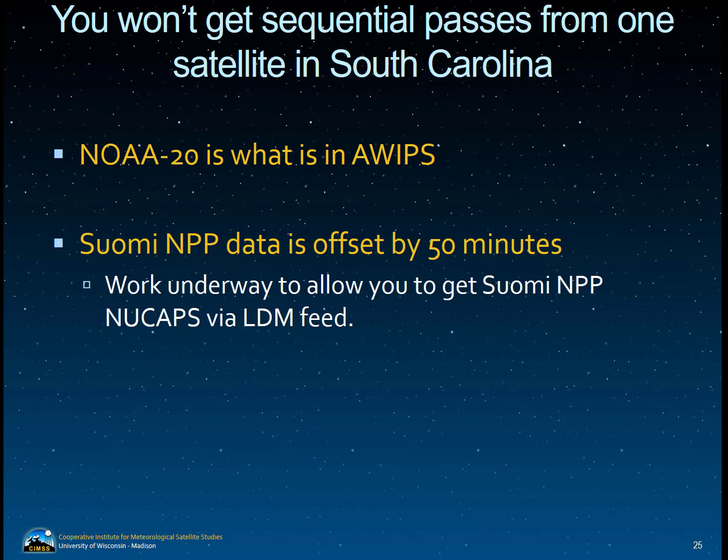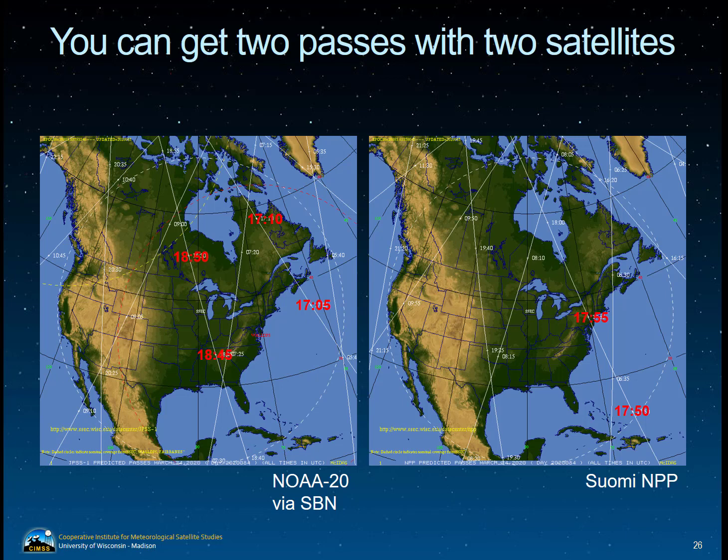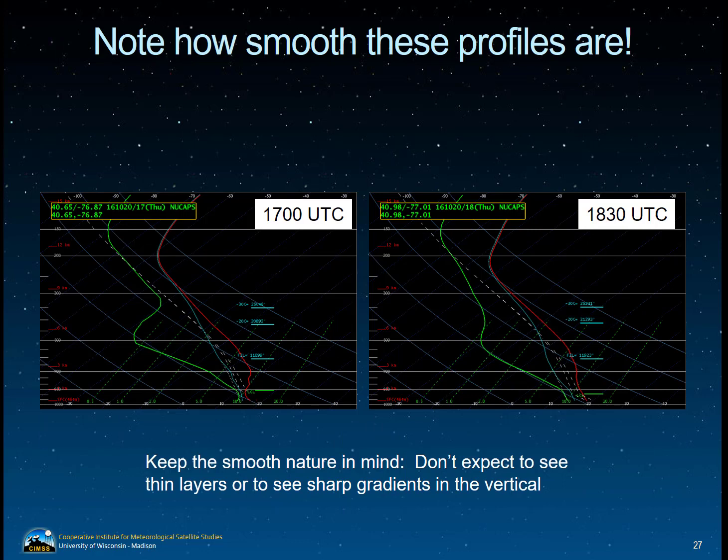Now you won't see those in South Carolina. You're too far south. But if you had SNPP, you would have two consecutive passes offset by about 50 minutes. And as I say, work is underway to allow you to get SNPP NUCAPS via an LDM feed, where you'd have on the right from SNPP data from around 18Z, and then from NOAA-20 you have data from 1845Z. I want to draw your attention back to these soundings and notice how smooth they are.